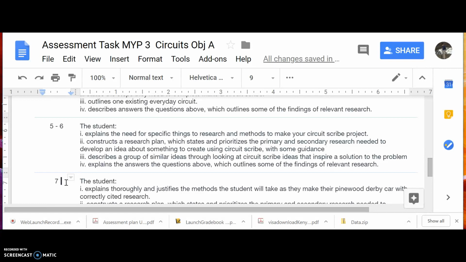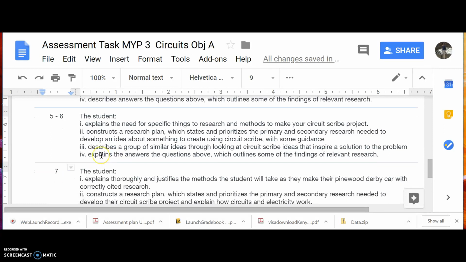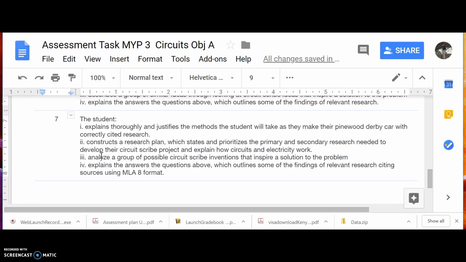If you are utilizing the time in class, you should be able to have several of those ideas. And when you're describing those groups, it means that you're actually explaining what the idea is and how it's done. Then you go into explaining the answers to the questions above for the last part, which means going into a lot more detail. If you really want to earn that 7, it means that you explain thoroughly and justify, which means you tell me the reasons for the methods that you will take to make your Circuit Scribe project with correctly cited research.